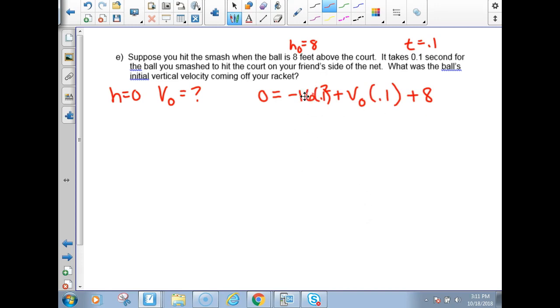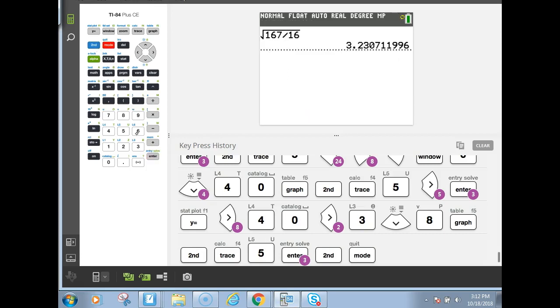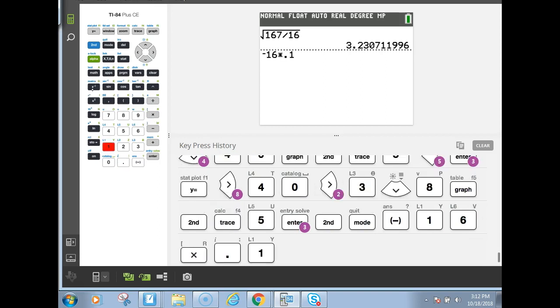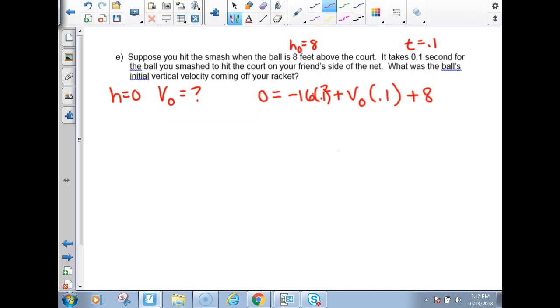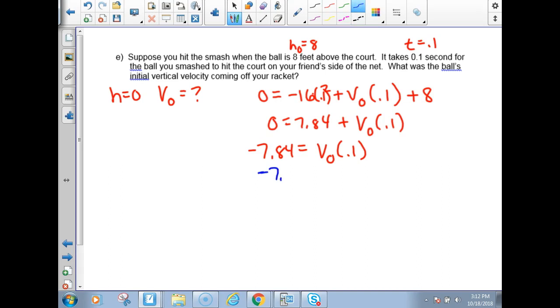Okay, go ahead and type on the calculator negative 16 times 0.1 squared plus 8, because those are just numbers. Negative 16 times 0.1 squared. Okay, and then I have to add 8, and I get 7.84. So I'm here, and I have plus v sub 0 times 0.1. Okay, so now I need to subtract 7.84. And then what would I do to get v sub 0 alone? Algebra, divide. Okay, so negative 7.84 divided by 0.1, you should be getting 78.4, and it's negative, isn't it?